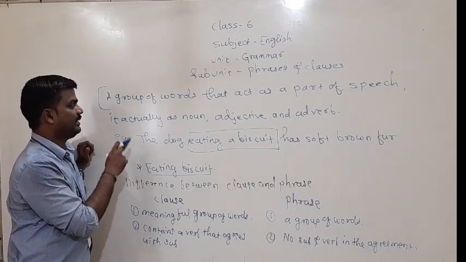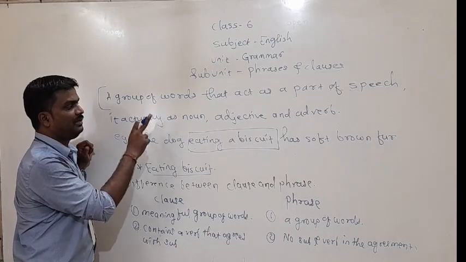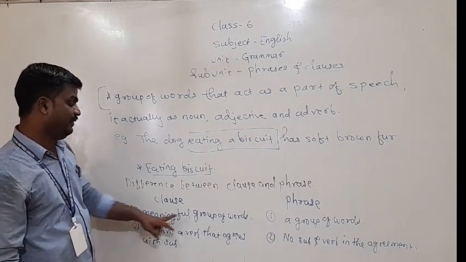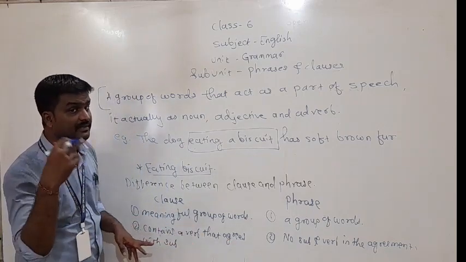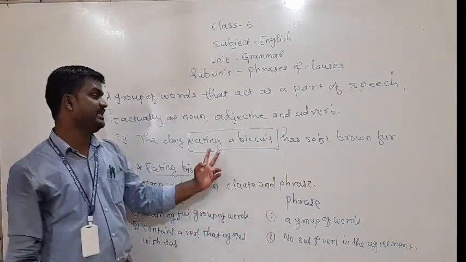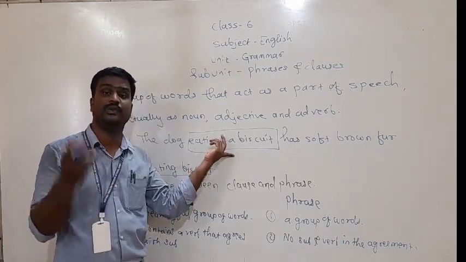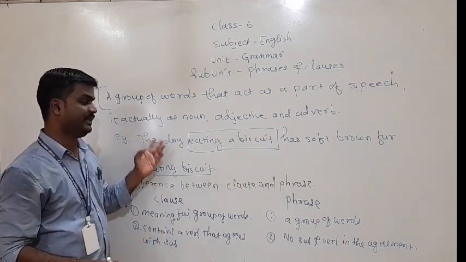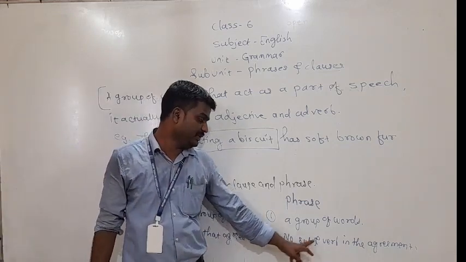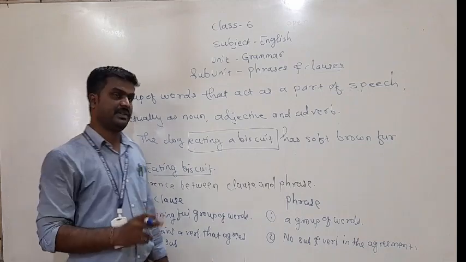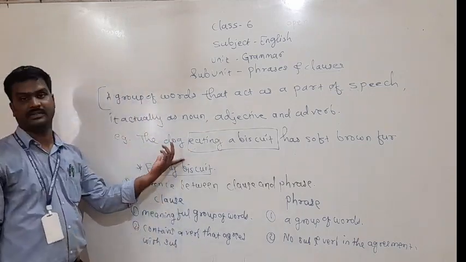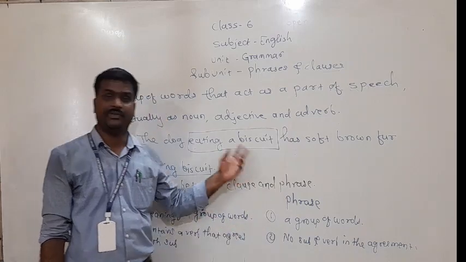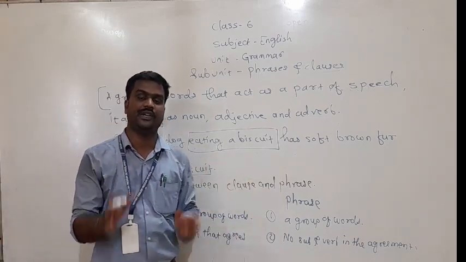It is a group of words that acts as a part of speech. It may be noun, adjective, or adverb. See here, what is the difference between phrases and clauses? Clause means a meaningful group of words. With only eating a biscuit, we are not getting the perfect meaning, and so it is only a group of words. A clause contains a verb that agrees with the subject, but in a phrase, we are not getting subject verb structure. Another important difference is that it does not stand alone for its meaning. You are not getting perfect meaning from this. That's why it is called a phrase.